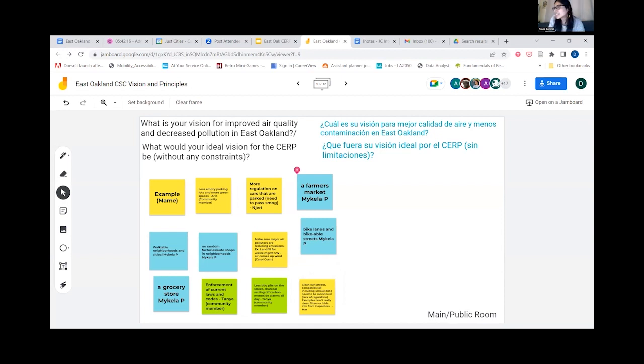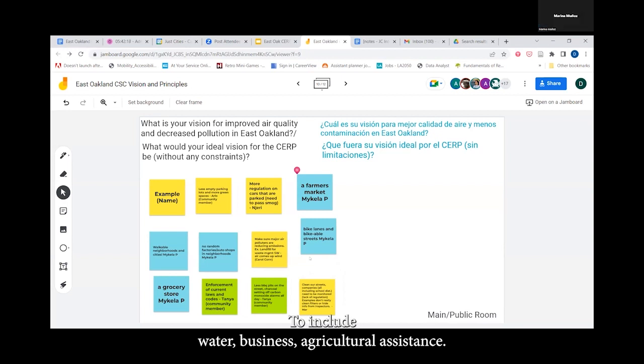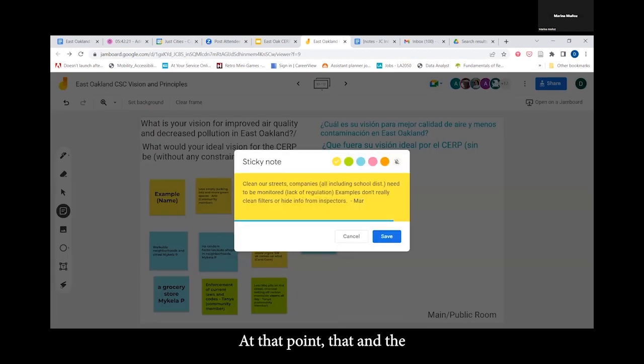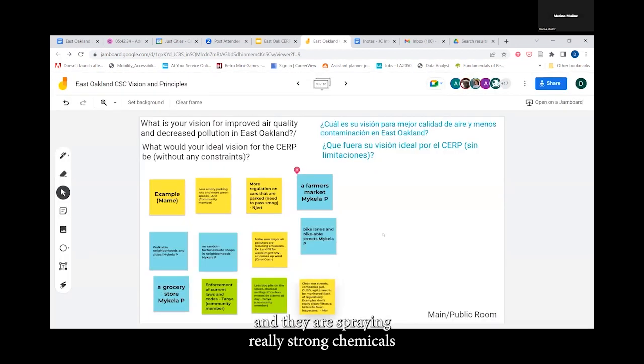Okay, okay. Even the agricultural folks, if you notice, everything they harvest when they are spraying, and they are spraying really strong chemicals that cause a lot of illnesses. Make the growers buy organic materials so that they don't pollute us with so many chemicals, because that's why there are allergies and other things like asthma.